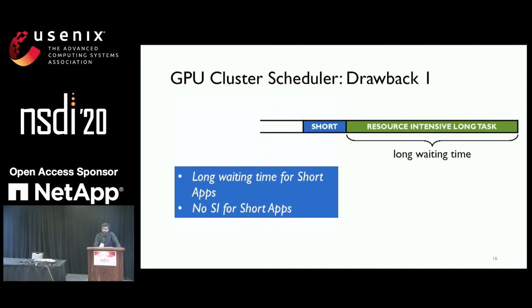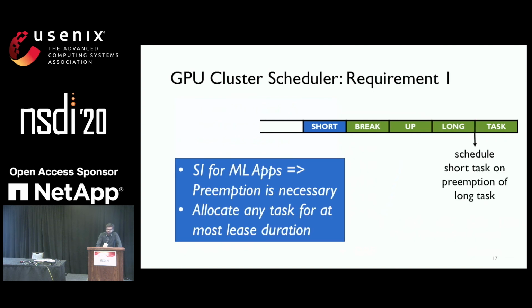This can lead to long waiting times for shorter apps. Take the example of a short task from an app waiting behind a resource hogging long task from some other app. This causes long waiting time for the short app's task in this case. This means that short apps have no sharing incentive to share their resources with long apps. To overcome this issue, preemption of apps is a necessity.